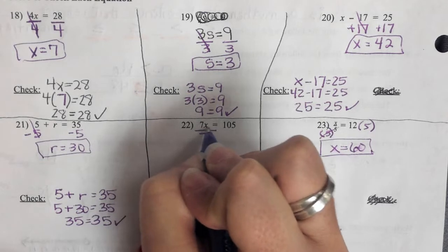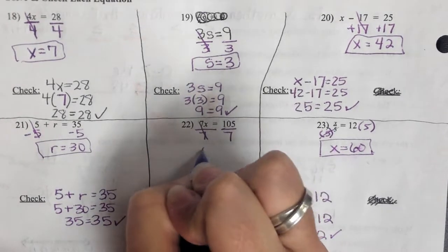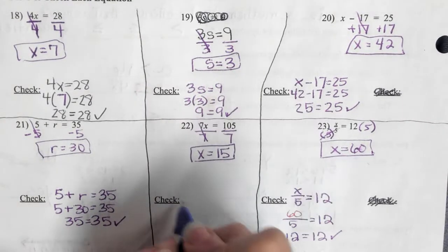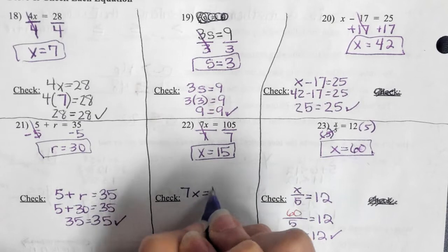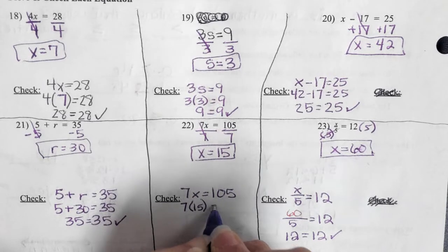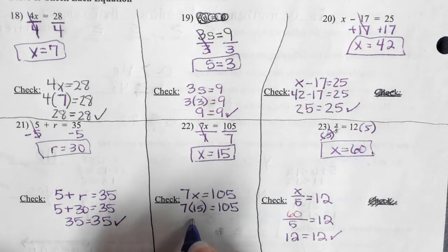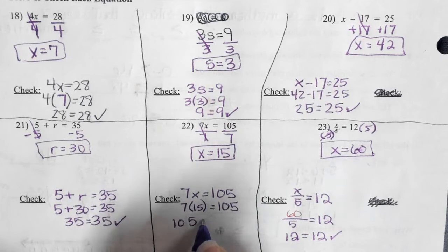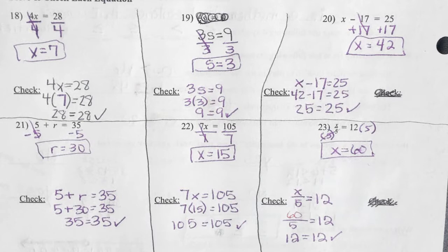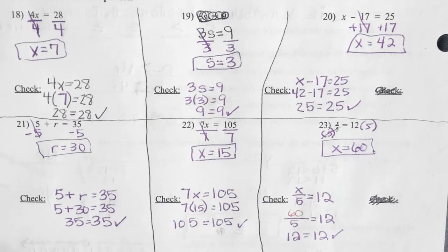Okay. Times 7, so the opposites divide by 7. Minus 5. Okay.